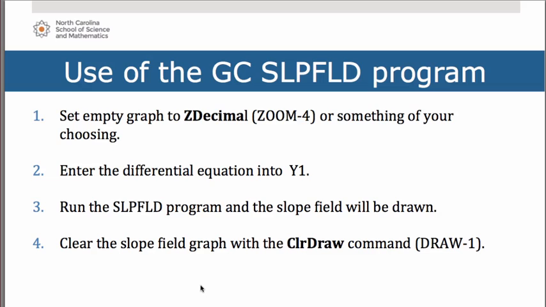If there happens to be a y variable in the differential equation, simply type the y in by using the alpha function on your graphing calculator. The slope field program is written to allow for this. You then would run the slope field program, and you will see your slope field drawn for you.